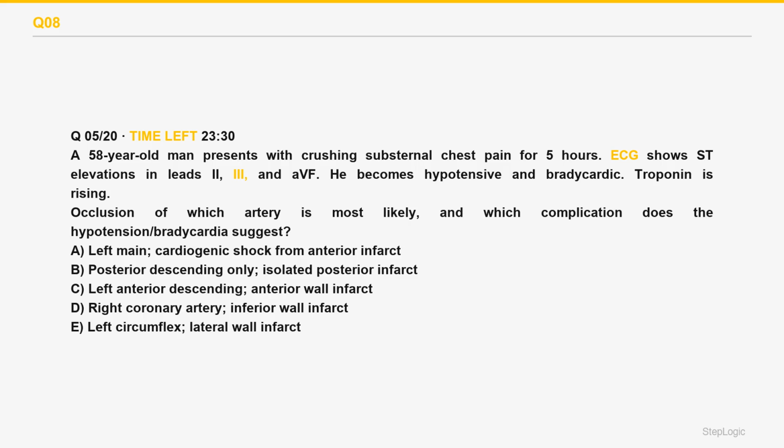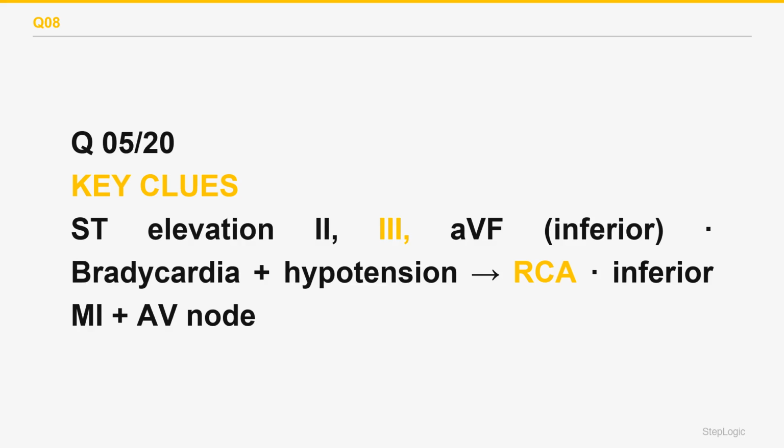ST elevations in II, III, aVF, the inferior leads, with bradycardia and hypotension: right coronary artery, inferior MI with RV involvement and AV node ischemia. ST elevations in leads II, III, and aVF localize to the inferior wall of the heart, which is most often supplied by the right coronary artery. The RCA also supplies the AV node in about 90% of people and the right ventricle.